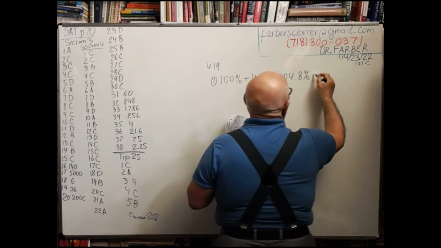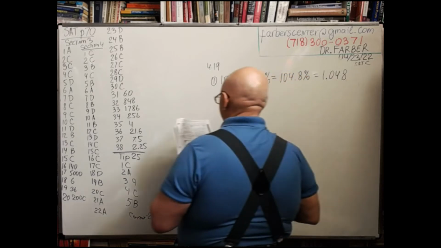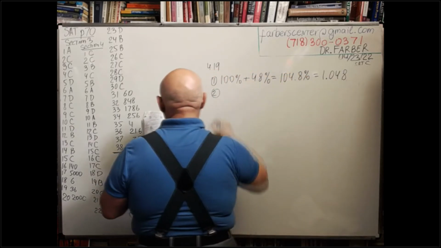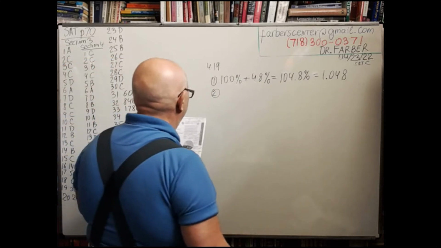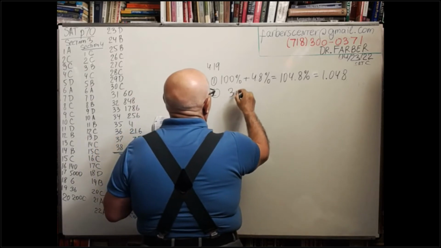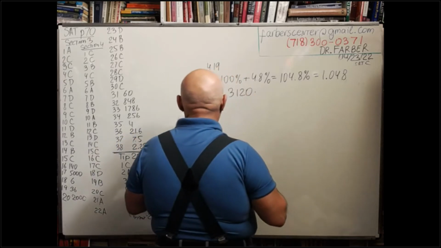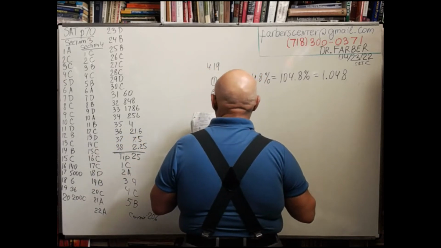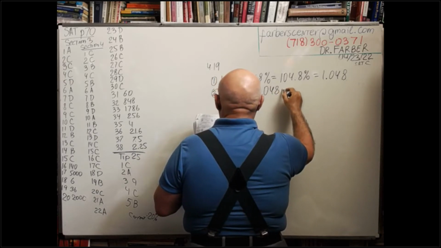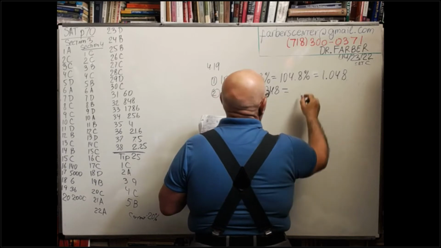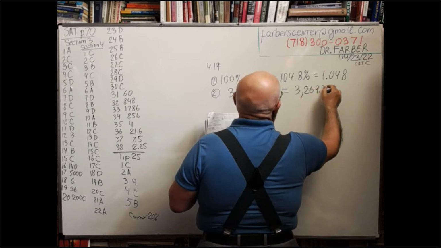It would be 1.048. Good. Step number two. It was given. The old pesos rate was 3,120, and you apply this transaction rate, and you get the exchange rate for old pesos: 3,120 times 1.048. If you multiply, I give this answer, it will be faster. 3,269.76.